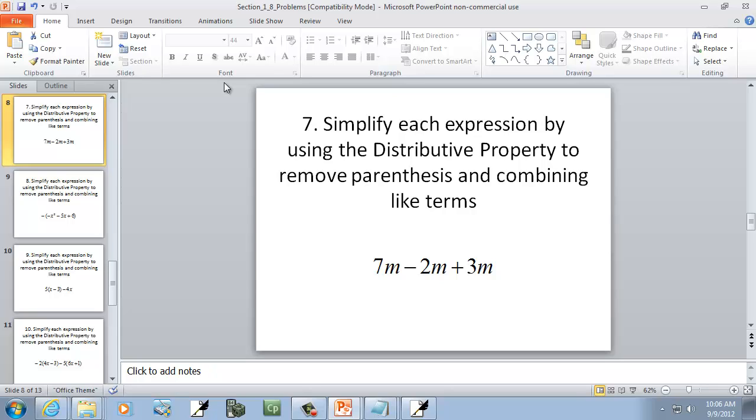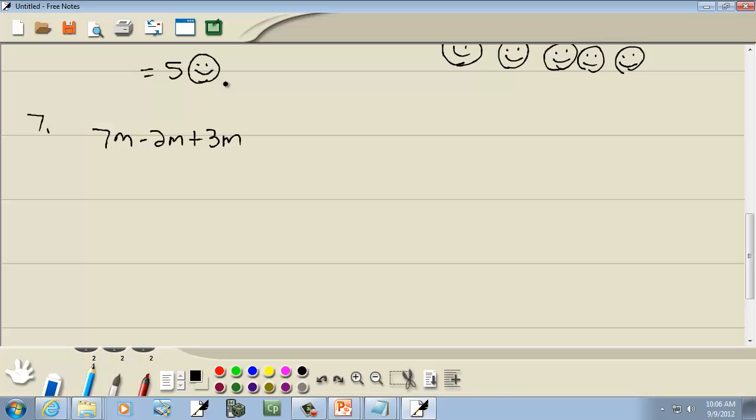It says simplify each expression by using the distributive property, remove parentheses, and combine together like terms. Well, in this particular problem, we don't have any parentheses, but we do have like terms. Let's look at these first 2 here. 7m minus 2m. Again, we add or subtract the numbers that are out in front, so 7 minus 2 gives us 5m, and I'll bring down the 3m.